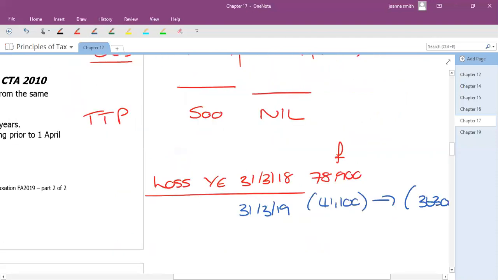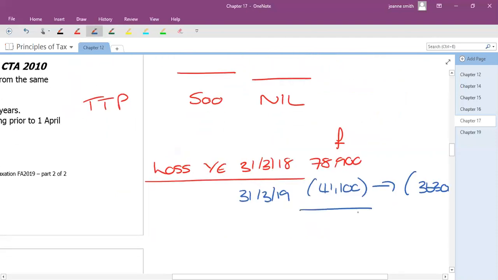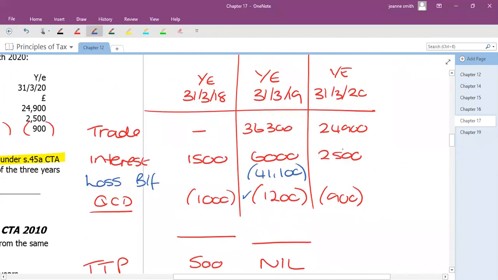Now, I'd always do a little memo if you've got losses, so the examiner can see what your thought process was. So we had 78,900 originally. We've used 41,100 the following year, and that leaves me with a balance of 37,800. And then we move on to the following year, March 20. So in March 20, if we look at what we've got, 24,900 plus 2,500, but we've already got the QCD of 900. So the most I really want to use there is 26,500.